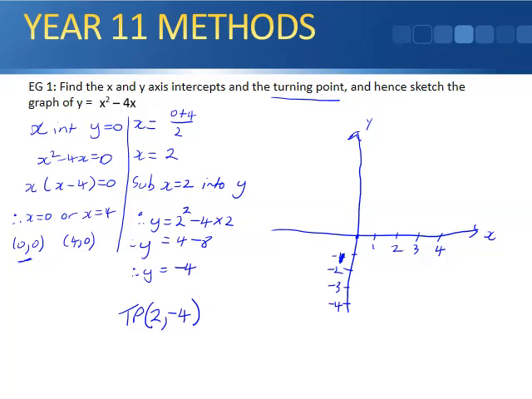So this graph has an intercept there and an intercept there, and the turning point is at (2, negative 4), which lines up at about there. Again, I'll try and do the best graph that I possibly can. It goes through there, turns, a little bit skewed there, and there's my graph, y equals x squared minus 4x.